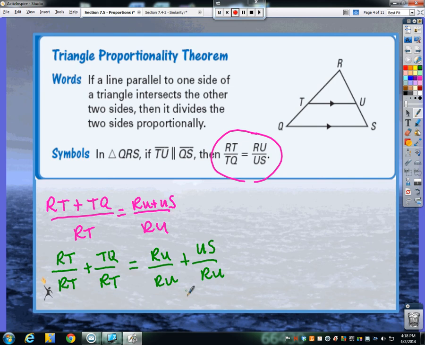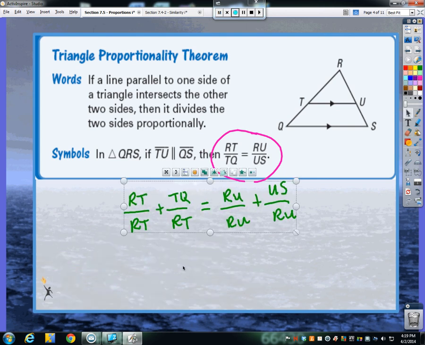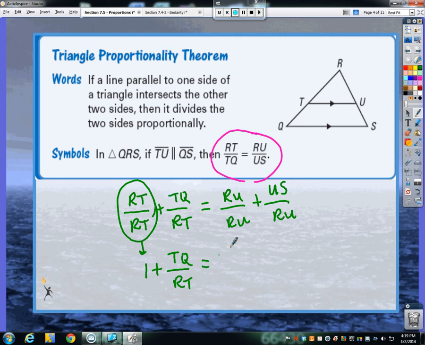I'm splitting up that fraction to have the same denominators, and instead of adding the numerators together, I'm splitting them back apart. Now, do you notice the first fractions on each side of that equation? I've got RT over RT, which means something divided by itself. Well, that's always 1. And then I've got TQ over RT, which I'm going to leave. And then RU over RU. Well, anything divided by itself again is 1. US over RU. And I've got 1 on both sides.